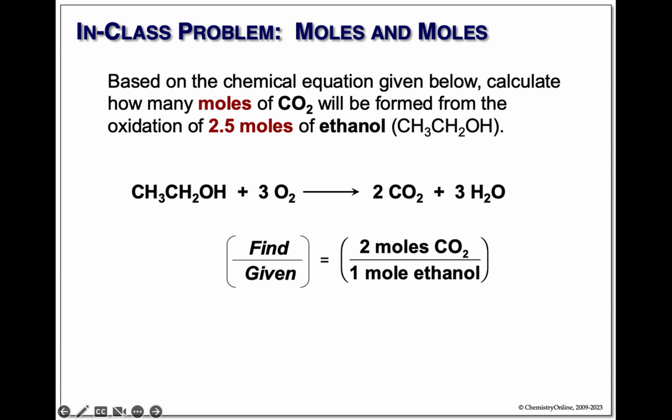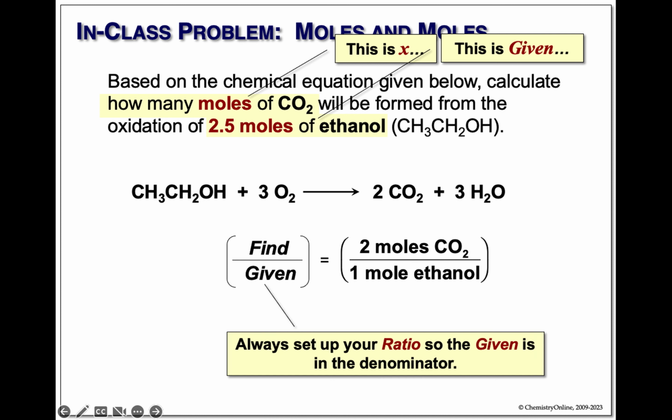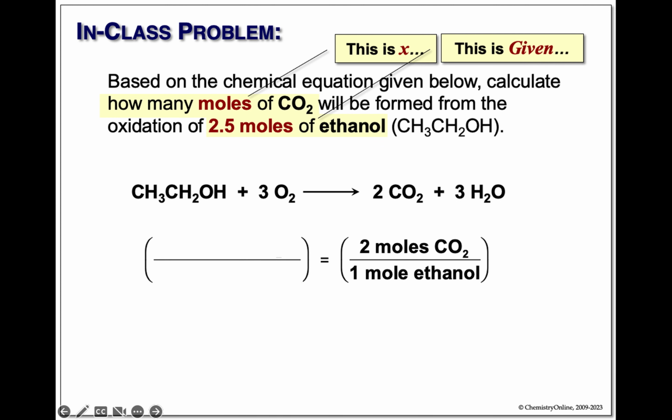We're trying to find the number of moles of CO2. We'll call that X. 2.5 moles of ethanol, we already said that was our given. We always set up the ratio so given is in our denominator. Okay, so all we have to do is substitute. We're looking for moles of CO2. Our given, 2.5 moles of ethanol.